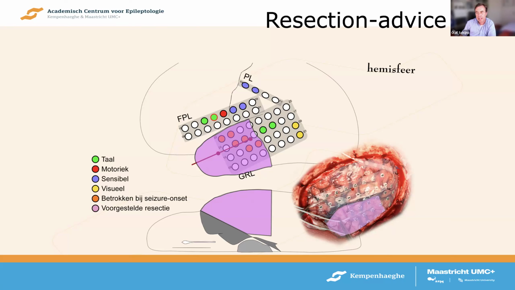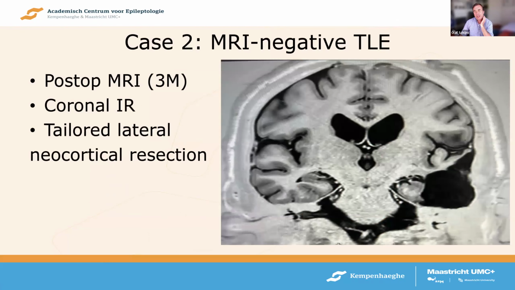And because the left hippocampus was not involved in the seizure onset, after the SEEG we had the discussion that we spare the hippocampus. So this was the resection. You see the temporomesial structure is still in place. And the lateral temporal lobe, which was indicated after our grid registration and stimulation, was taken out. So a tailored lateral neocortical resection.